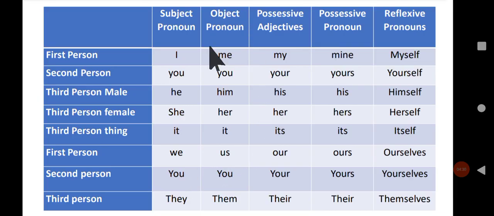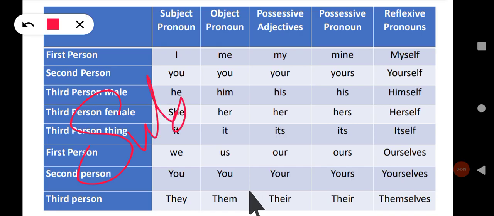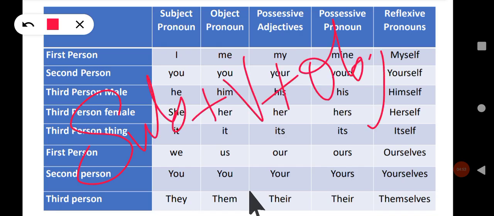Next, the object pronouns: me, you, him, her, it, us, you, them. They are all called object pronouns. Object pronouns are nothing but the receivers of the action. First, you should understand the structure of any sentence. The structure of any sentence is subject, verb, object. Why do we call the beginning one a subject?